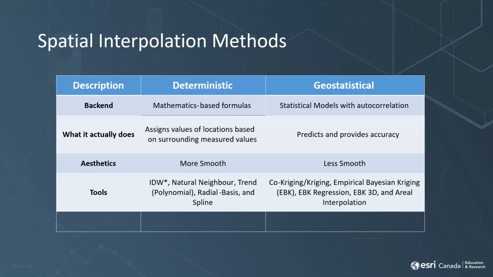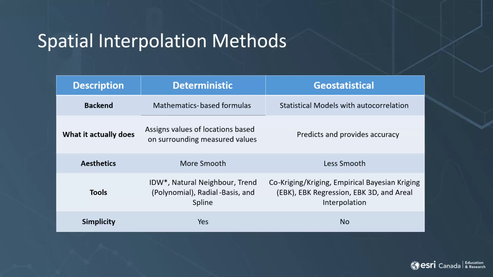And both sides have a wide range of tools to execute. Deterministic has inverse distance weighting, known as IDW, natural neighbor, trend, radial basis, and spline. In contrast, geostatistical has kriging, co-kriging, empirical Bayesian kriging, known as EBK, EBK regression, EBK 3D, and areal interpolation. And lastly, deterministic are more simple to understand and process, whereas geostatistical are not.